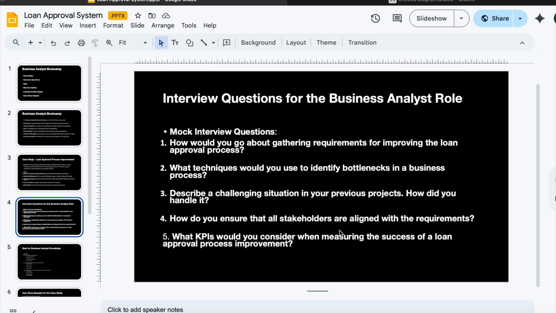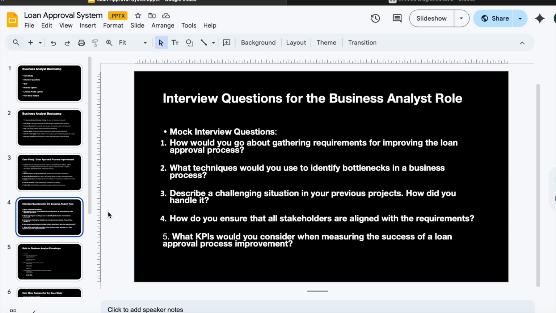Next one, the last question. KPIs, right? So what KPIs would you consider when measuring the success of a loan approval processing system? KPIs help measure the success of process improvements and ensure the project is aligned with the business objectives. Relevant KPIs include approval time, customer satisfaction, loan rejection rate, and system uptime, right? So these are the things we are going to measure.